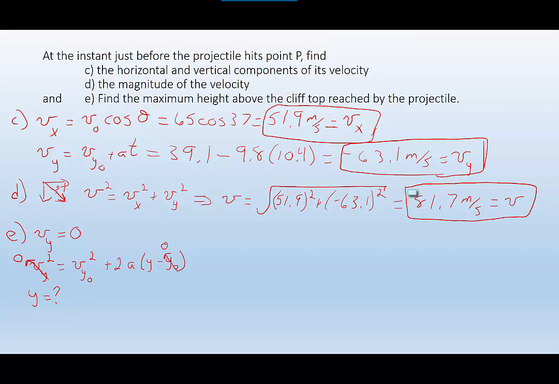So if I solve this equation for y, then y is equal to vy naught squared over 2g, because remember the acceleration is a negative 9.8 because it's still accelerating downward even though it's going upwards. Plug in my numbers here. The initial y velocity is 63.1 squared divided by 2 times 9.8. I find out that the maximum height above the cliff level is 78.1 meters.